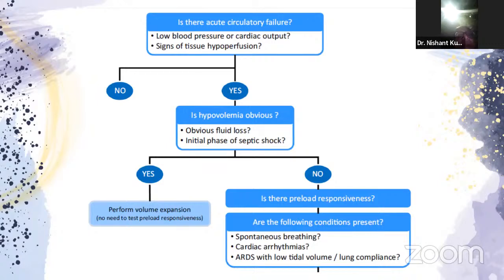Is there an acute circulatory failure? So you will have low blood pressure or cardiac output, signs of tissue hypoperfusion. Okay. So if the hypovolemia is obvious, obviously you give fluids. If not, then you check for preload responsiveness. If the patient is spontaneously breathing, has cardiac arrhythmias, or is having ARDS with low tidal volume and low compliance. Next, please.